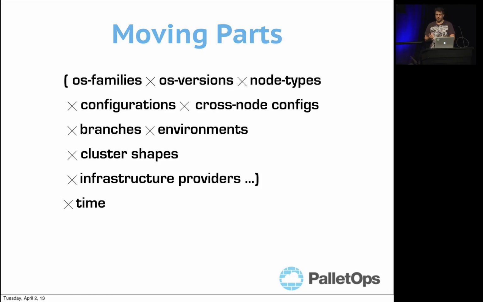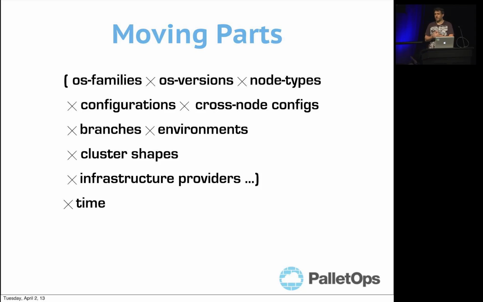So things are different depending on the OS family: Ubuntu, Debian, Red Hat. Even in the same family, things may change from version to version. The configuration of, for example, Tomcat may change from version to version. The way you wire nodes to talk to each other may change. You have different branches, so that means more changes, and different environments, development, production. You may have different ways of building the same cluster. For example, if you're building Hadoop on a local laptop, you're not going to use a redundant name node, but if you do it in production, you actually want to have a redundant name node. So the shape of the clusters changes, and even the infrastructure provider may change.